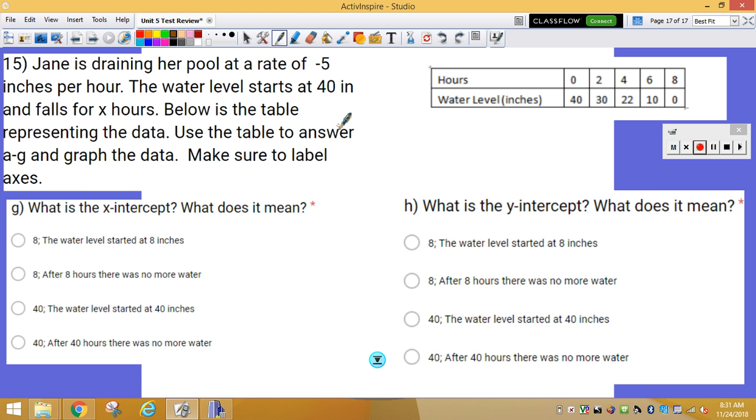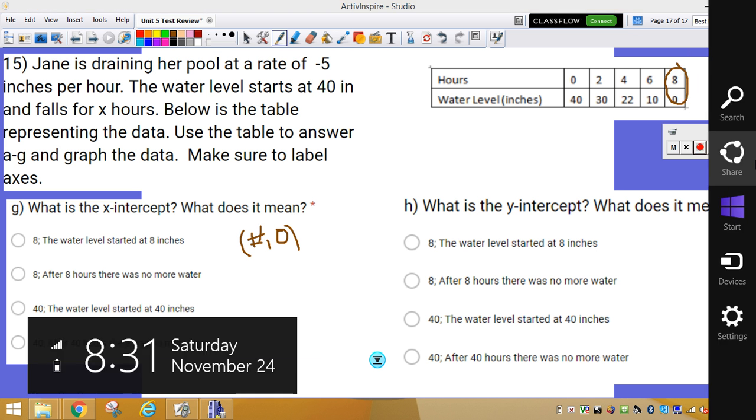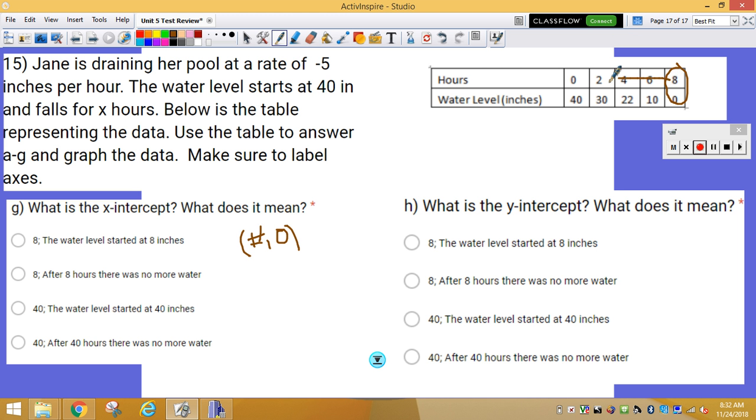What is the x-intercept and what does it mean? Well, the x-intercept is where the first is a number and the second one is the 0. So right here, this is my x-intercept. It's at 8. And let's go straight across to see what it means. It means hours. So I want to find 8 hours. After 8 hours, there was no more water. The y-intercept is where x is 0, so it's 40, and it's got to be 40 inches. So the water level started 40 inches high.